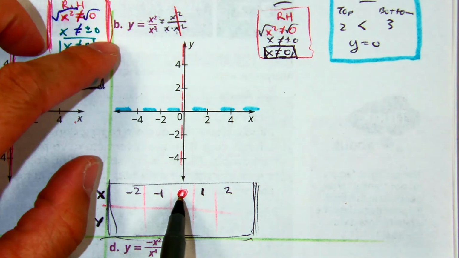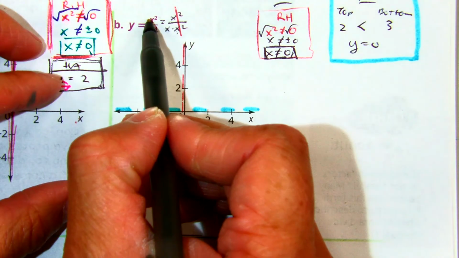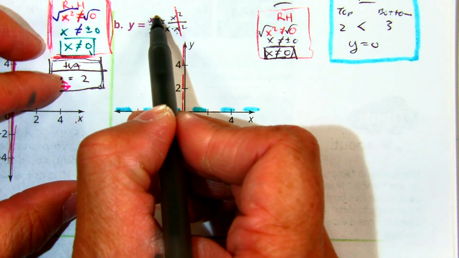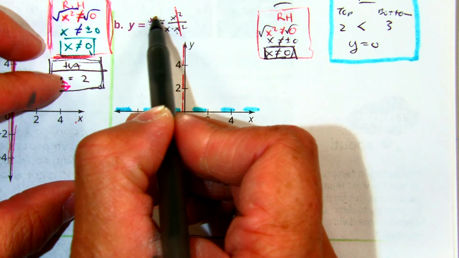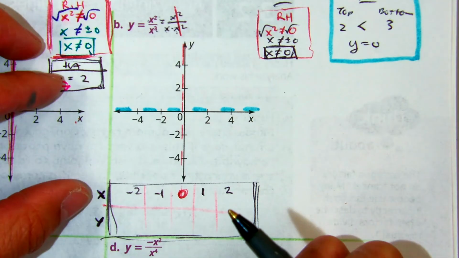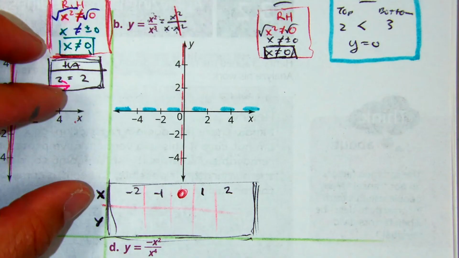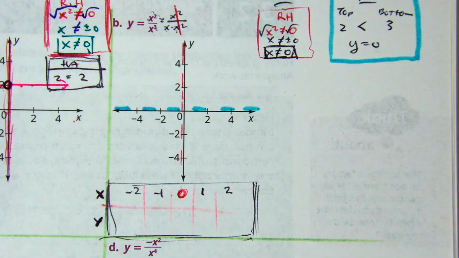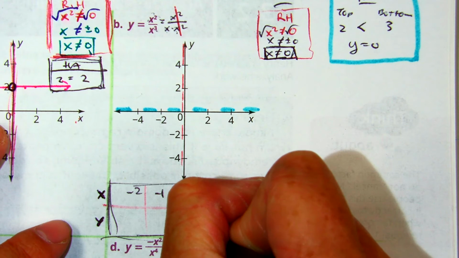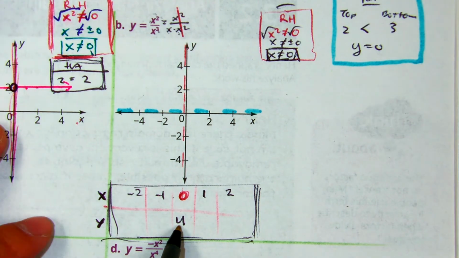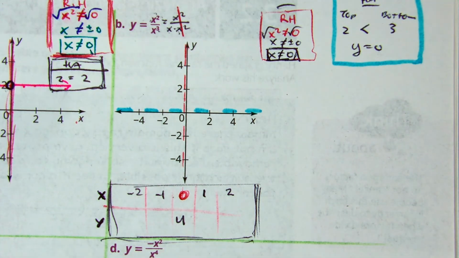If I take x equals 0, class, what's 0 squared? 0. And 0 cubed? 0 divided by 0 is undefined. Class, what does the U stand for? Undefined. Remember, can you divide by 0? The answer is no. This is a big idea of this chapter. Okay? Let's try another one.